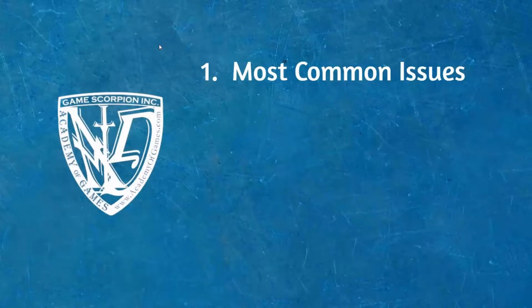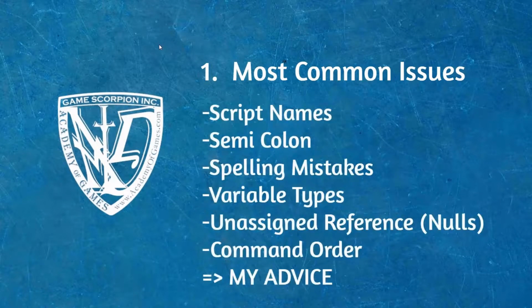All right, so first we're going to start off with some of the most common issues inside of C Sharp. I'm going to be going over script names, semicolons, spelling mistakes, variable types, unassigned references, command order, and some of my advice on these things. So let's dive in and let me show you some of these challenges.